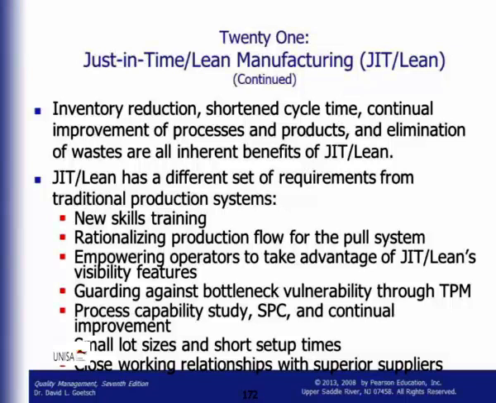JIT Lean has a different set of requirements from the traditional production systems. It requires new skills training, rationalizing production flow for the pull system, empowering operators to take advantage of JIT-Lean's visibility features, guarding against bottleneck vulnerability through TPM, process capability study, SPC and continual improvement, small lot sizes and short setup times, and close working relationship with superior suppliers.